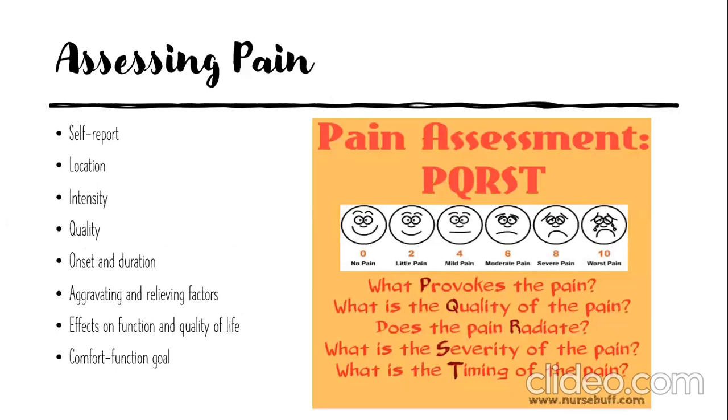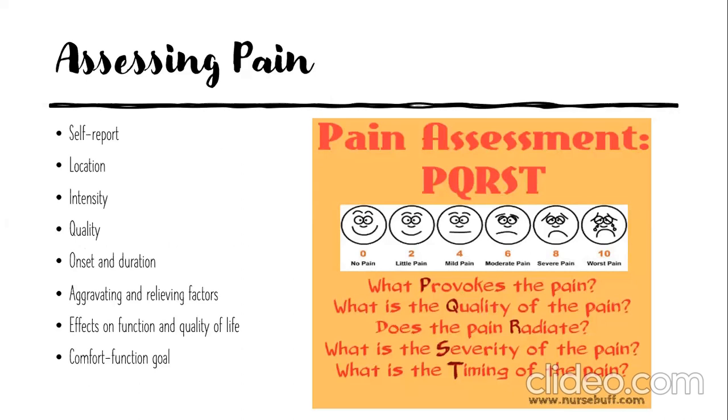Assessing pain. So like I said, you want to use the most appropriate scale. When you are assessing pain, this is a mnemonic you want to remember, PQRST. There's other ones in your book and on Lippincott too, but the easiest one for me is PQRST. What provokes the pain? Meaning what brings it on? What is the aggravating or alleviating factor? What causes you to have pain and what also relieves your pain?